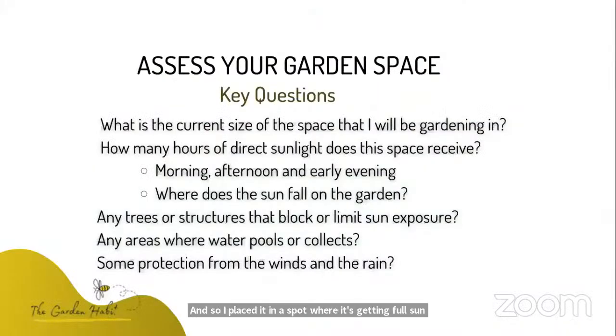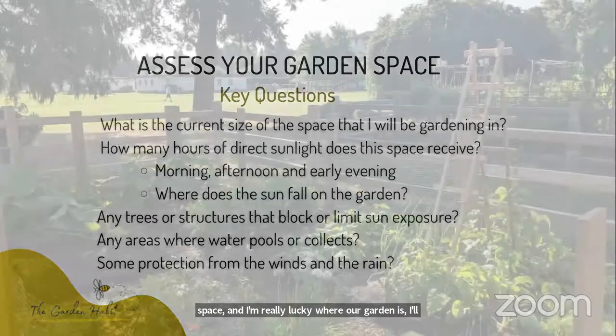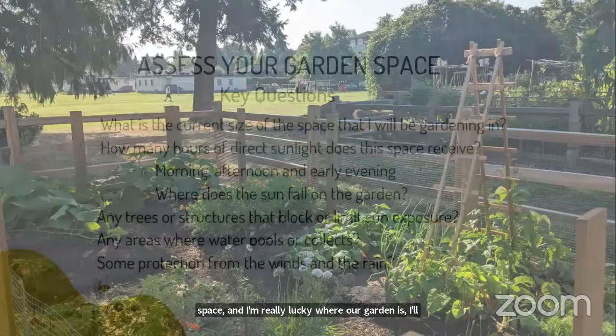Okay. Any areas where water pools or collects? Now, this is more common if you have an outdoor garden space. And I'm really lucky where our garden is. I'll return back to the picture. It's leveled off and we have mulch surrounding all the garden beds, and I've mulched the pathways in between. So when it rains, because I've hilled up the soil, the water kind of pools in the pathways. But if you have a garden space outside, that pooling water can cause a lot of issues, and you probably don't want to plant anything there. So just these key points to be mindful of.